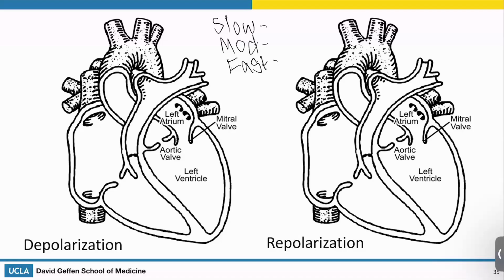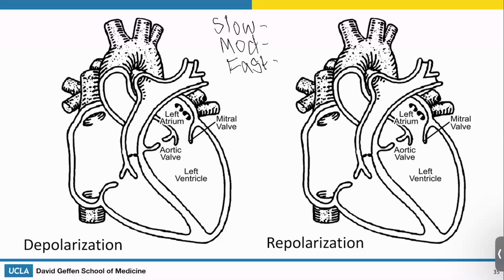You know that the more gap junctions you have, the faster the depolarization. Repolarization is always going to happen at a slow speed, but depolarization, as it moves through those gap junctions, is going to happen at different speeds. The more gap junctions, the faster; less gap junctions, slower. There are 3 speeds of conduction in the heart.